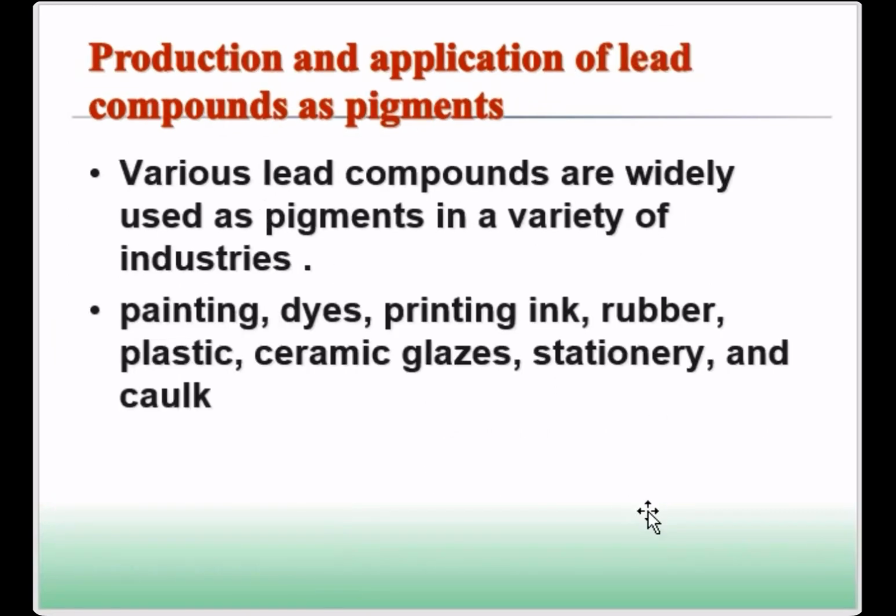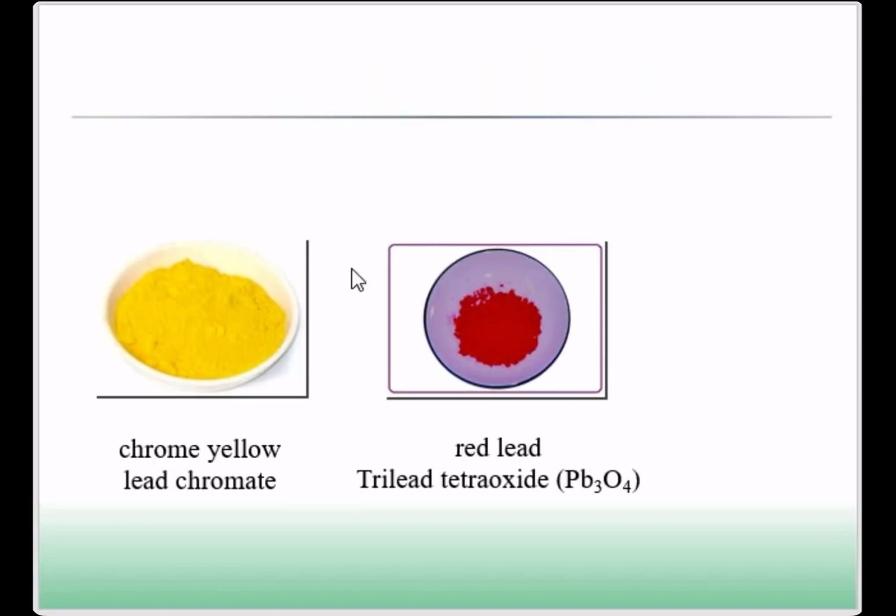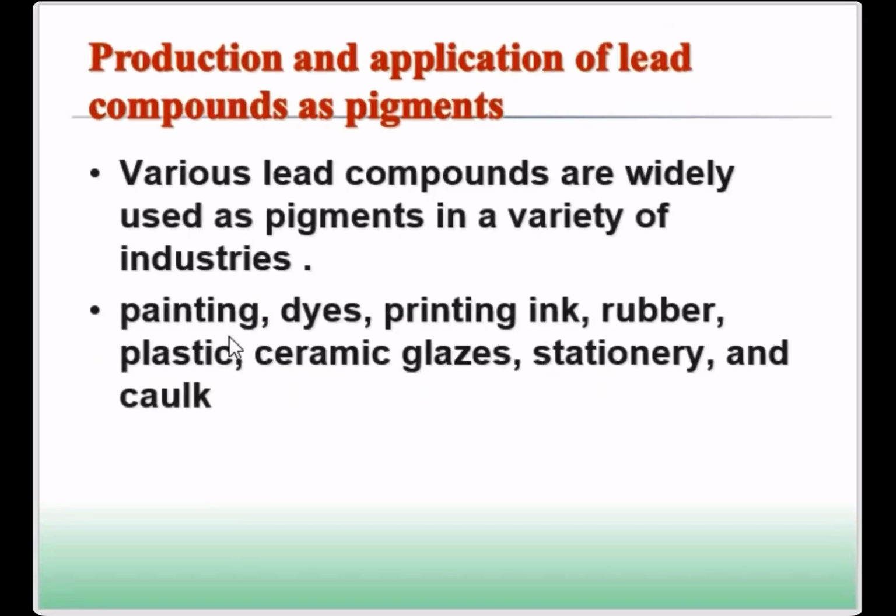You also can find lead as a pigment, and that is why painting, dyes, printing ink, rubber, and so on use lead as an element in their different products. The lead has color. You will find the yellow color and the red color. That is why we use lead as a painting material.